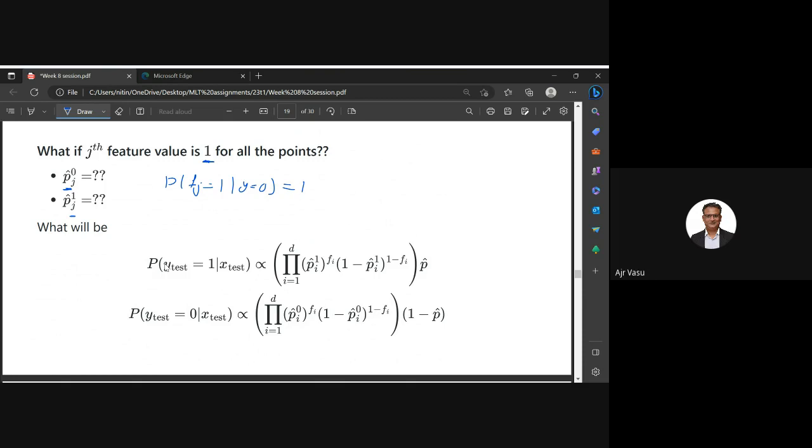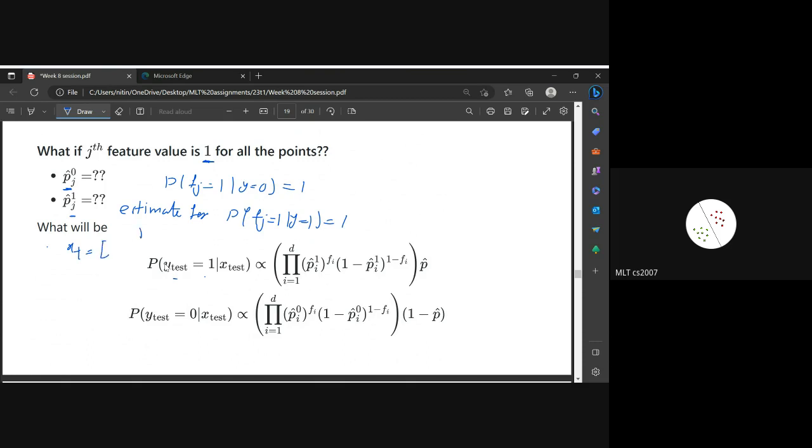Y is equal to 0. Sorry, y. This is the estimate for the jth feature, so also one. Yes, this is also 1, right? This is also 1. Now if you look at this expression, now x test is coming where the jth feature value is 0.